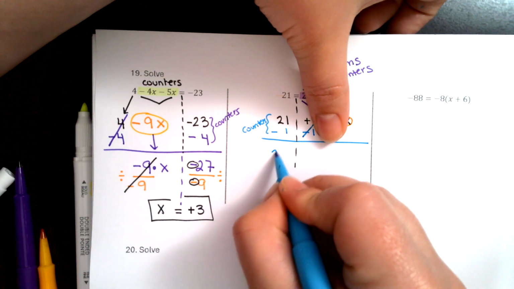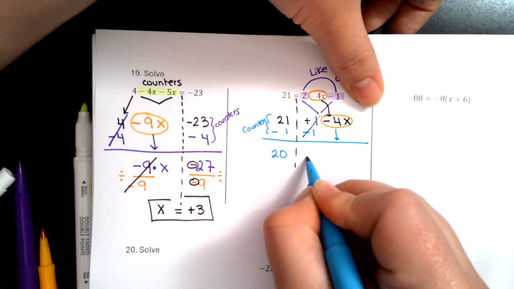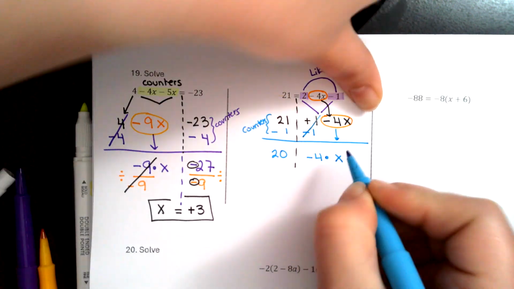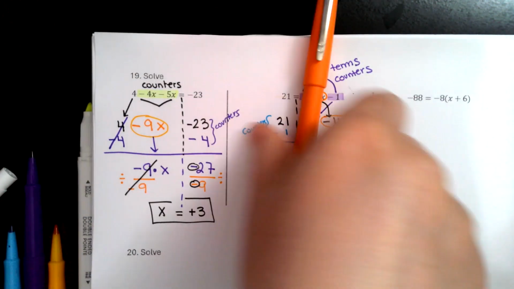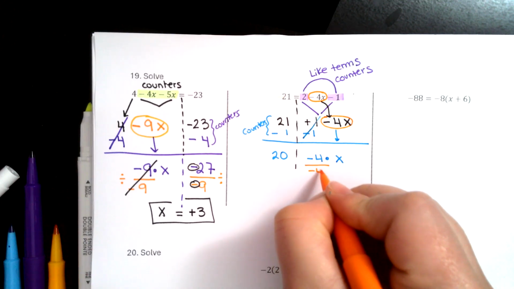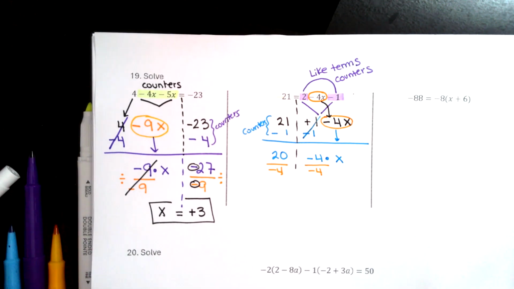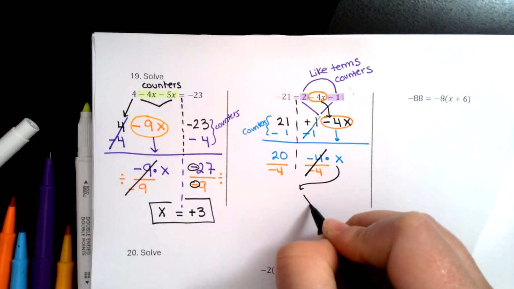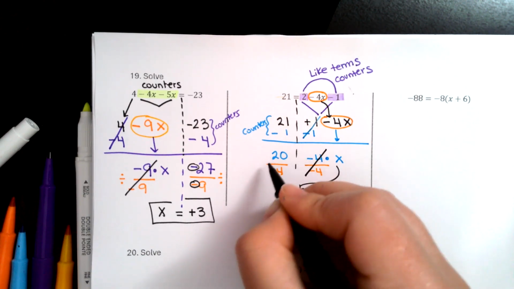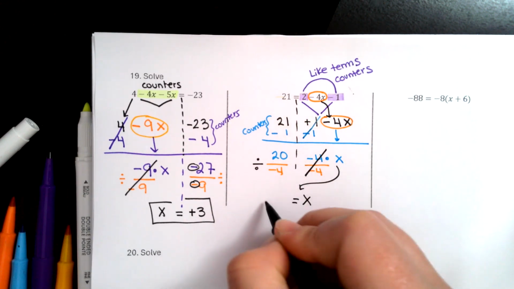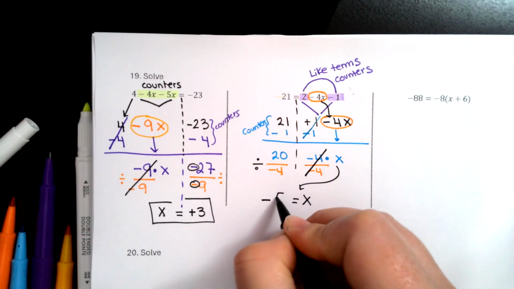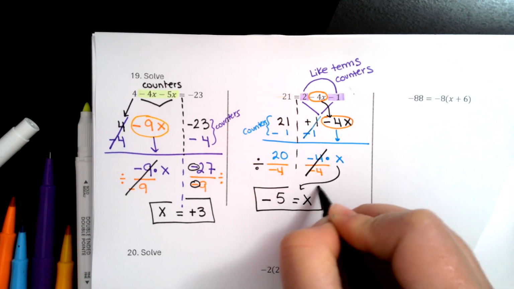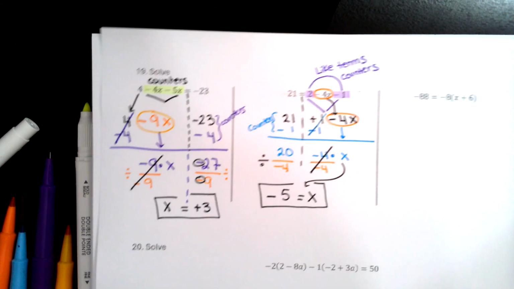21 take away 1 is 20. Bring down your -4 times x. We're going to divide by -4, divide by -4. Remember, on one side, our goal is to remove. This is gone. Bring down the x. And on the other side, this is division. Same or different, different. 20 divided by 4 is 5. Use your multiplication table for that.